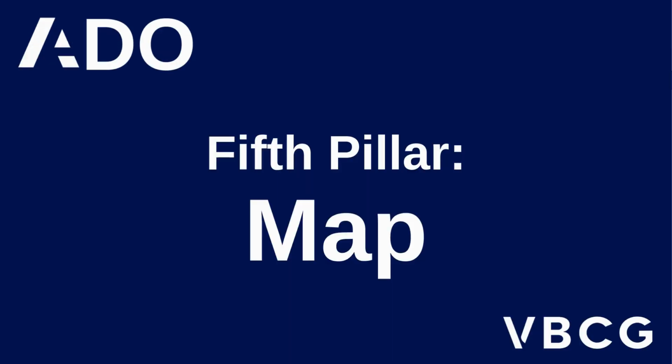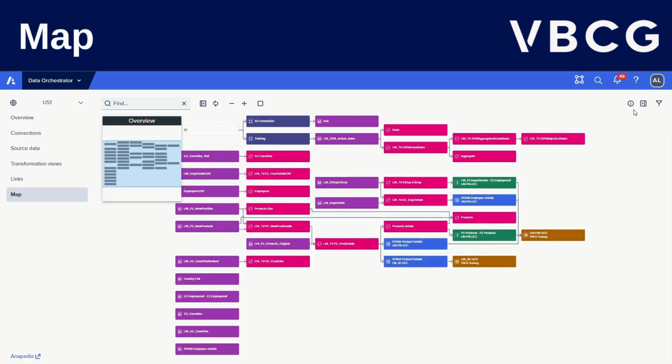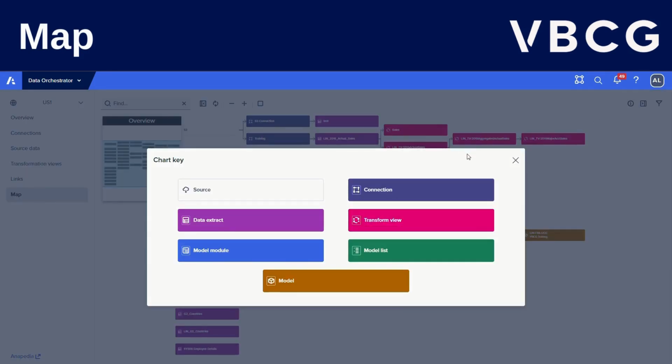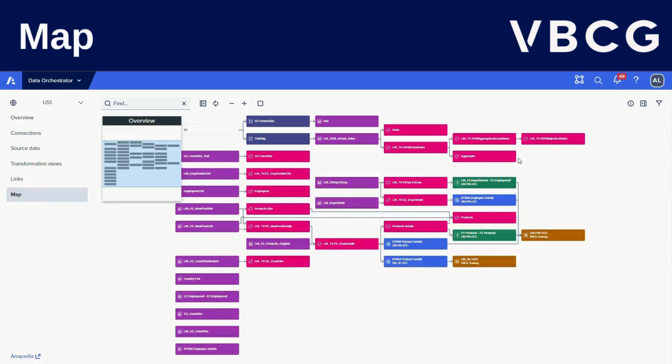And finally, the last pillar of ADO is the map. It provides a visualization of the flow from source data through transformations to the Anaplan models and objects which use it. This mapping helps you to understand how the data is being used and where, making data maintenance easier. You can also click here to have a little legend of the mapping. You can see that purple is data extracts, blue is module, this darker blue is connections, transformation view, and so on and so on.